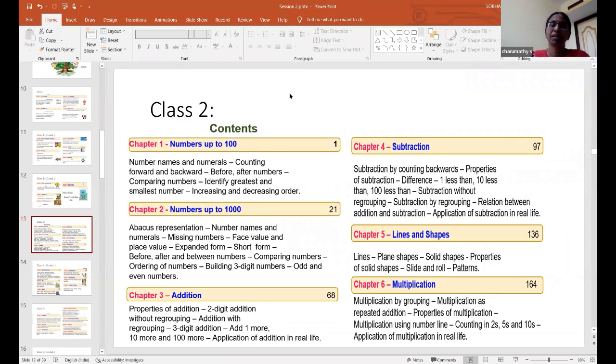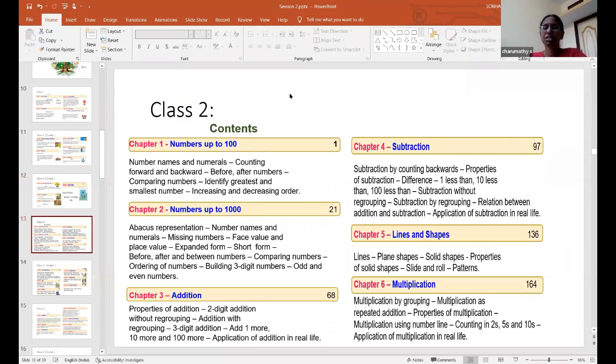or geometry part of it. There it was shapes and patterns. Here it is lines and shapes. Here we deal with plane shapes as well as solid shapes and properties of solid shapes and shapes that can slide, roll, and both, and of course patterns.